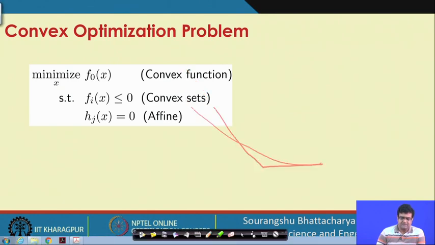So, what is a convex optimization problem? A convex optimization problem is a problem of this form, where your objective function is a convex function and the sets or the feasible sets defined by the constraints are all convex sets.